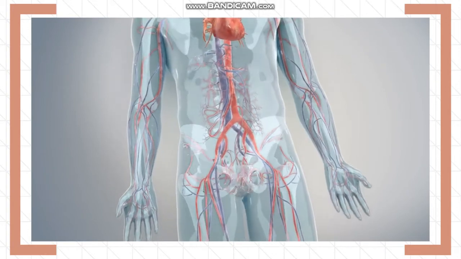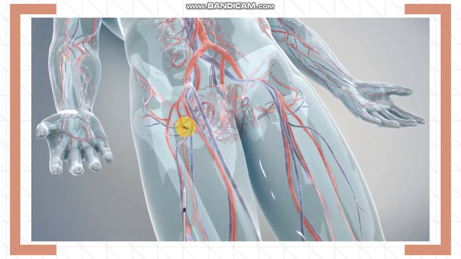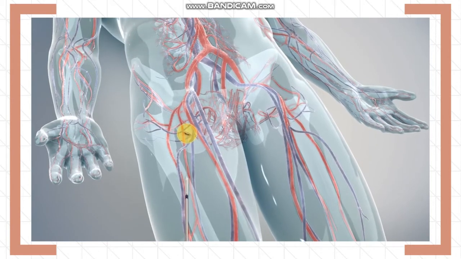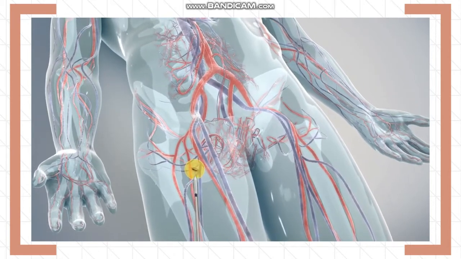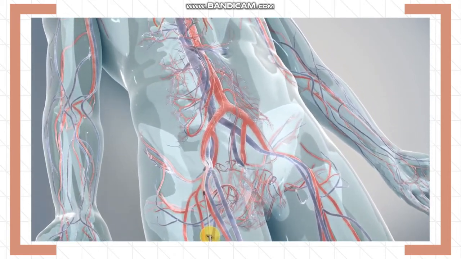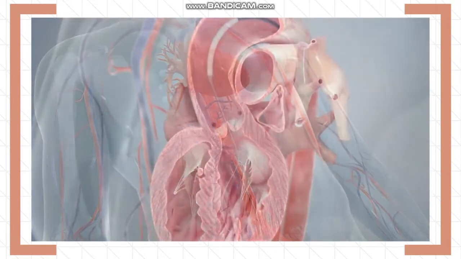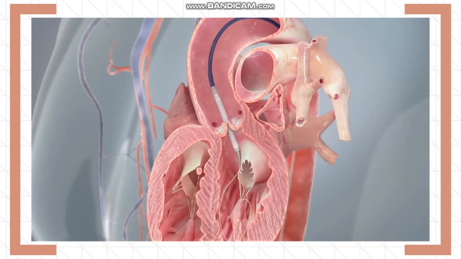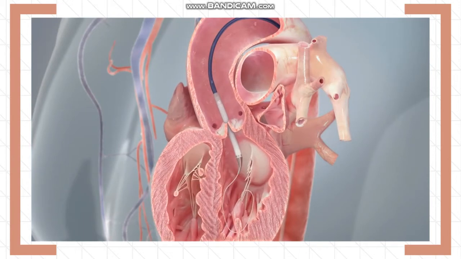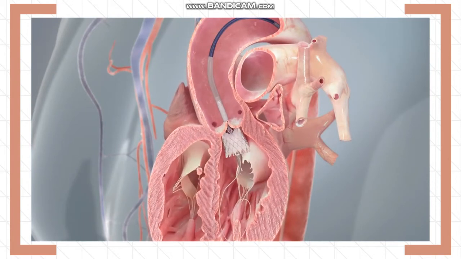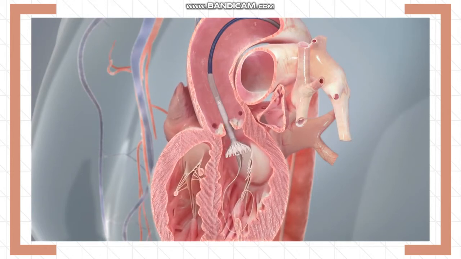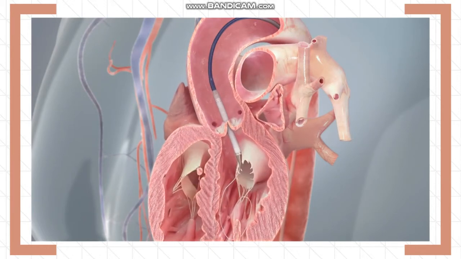In a typical Evolut procedure, the doctor makes a small cut at one of these access points and guides a thin, flexible tube with the heart valve into your artery and up to your diseased valve. When the heart valve reaches the diseased valve, the features of the Medtronic Evolut heart valve allow your doctor to reposition the heart valve to assist in accurate placement.